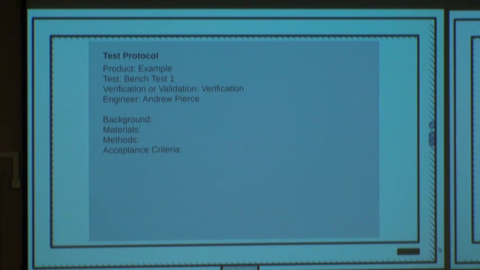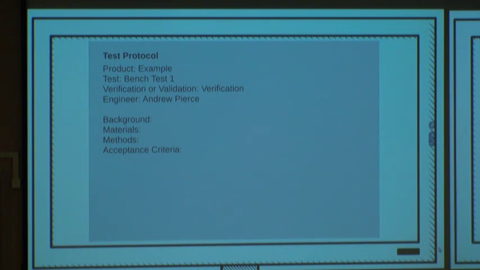And then in your materials, you would talk about exactly what you were testing. Were you testing 1 piece or 10 pieces? How many replicates of this did you do? Your methods are going to be that recipe, right? Here are the specific steps. And then you'll list your acceptance criteria. And that's your test protocol.